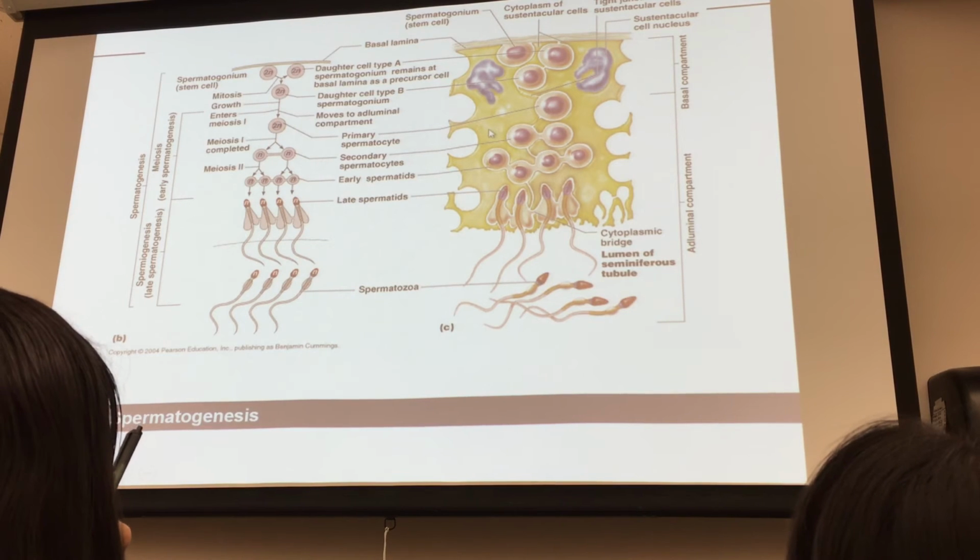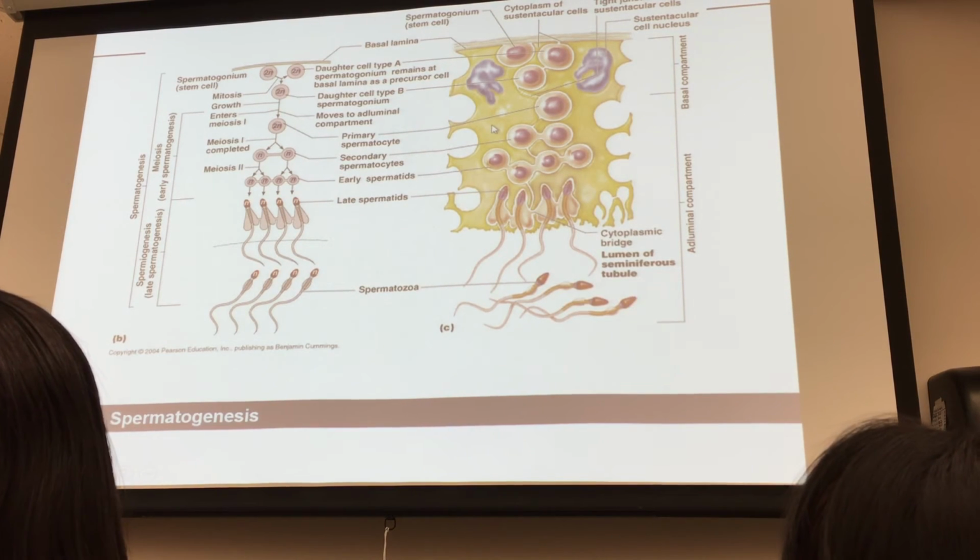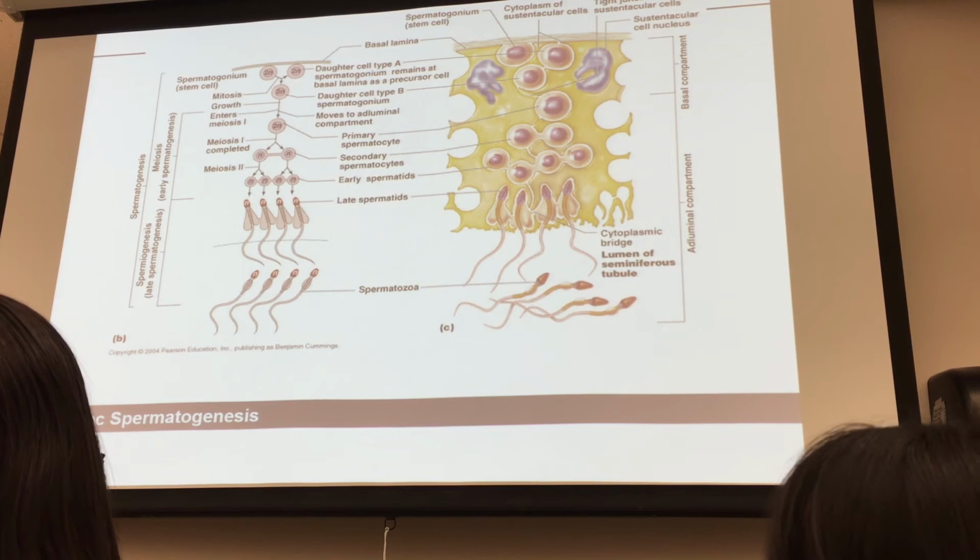This color, somebody tell me what color that is. That's exactly the color I don't see. Yeah. Is that yellow? Yeah. Wow. That's the sustentacular cell that creates the blood testes barrier.